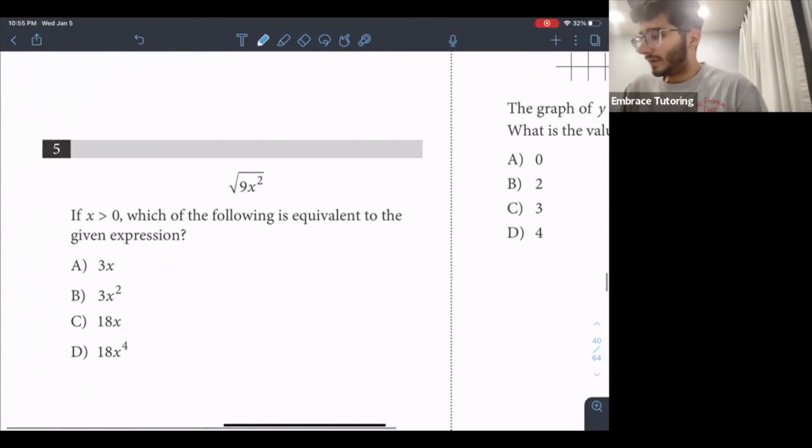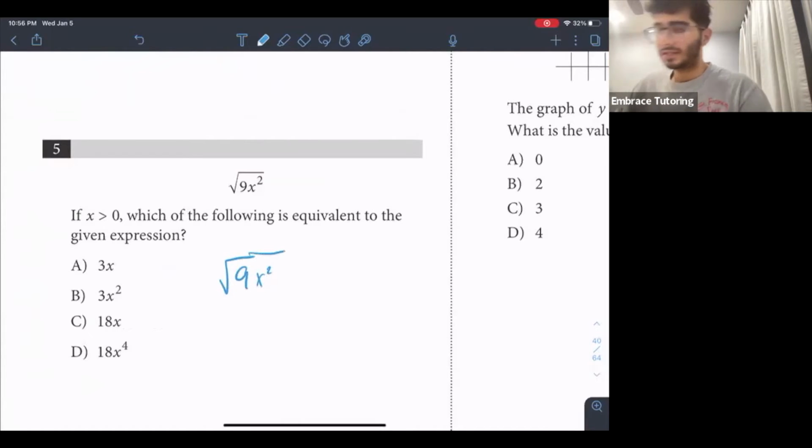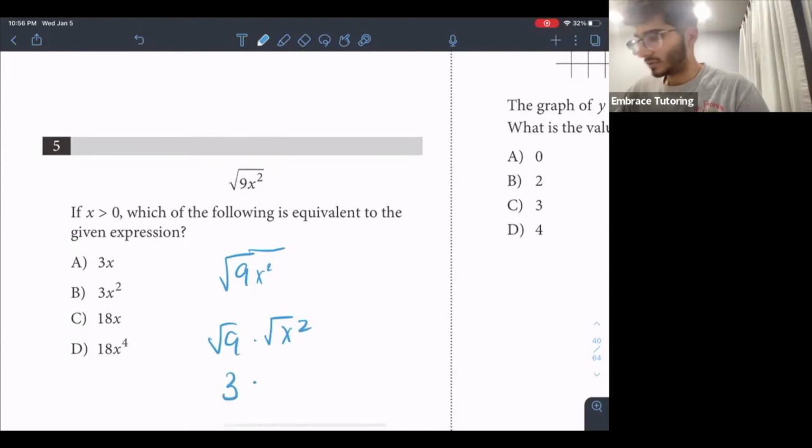Question 5. If x is greater than 0, which of the following is equivalent to the given expression? This is basic algebra: you take the square root of each term. What's the square root of 9? And then the square root of x squared. The square root of 9 is 3, and the square root of x squared is just x. So it becomes 3x. And that is your answer for 5A.